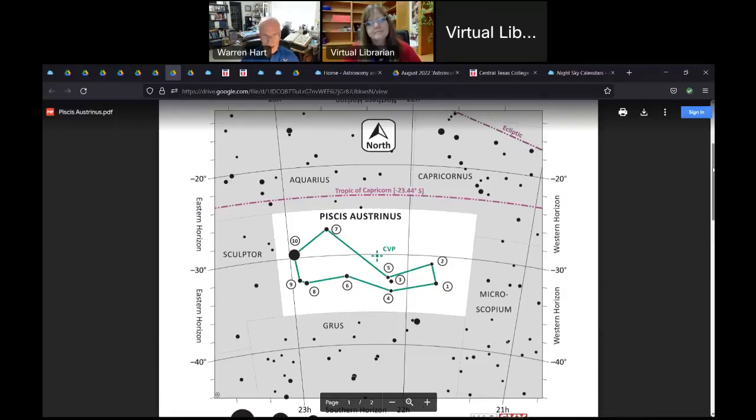So this white area is Pisces Australis. And there you see the diagram, and I have numbers for each of the stars, and you see off on the left, number 10, and that happens to be the brightest star in Pisces Australis.